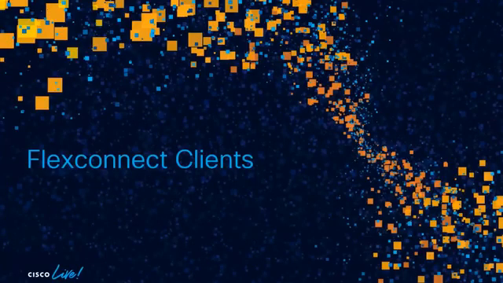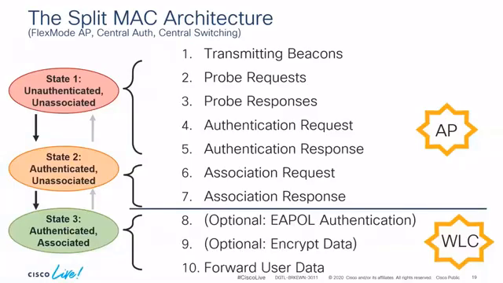So let's move on to FlexConnect clients. So remember early we talked about the split MAC architecture. Well, you can see here that we have a Flex Mode AP that's doing central auth and central switching. But you'll notice because he's Flex Mode, he's also now handling the association request and response. But he's going to the controller for authentication, and all the data is going to the controller.